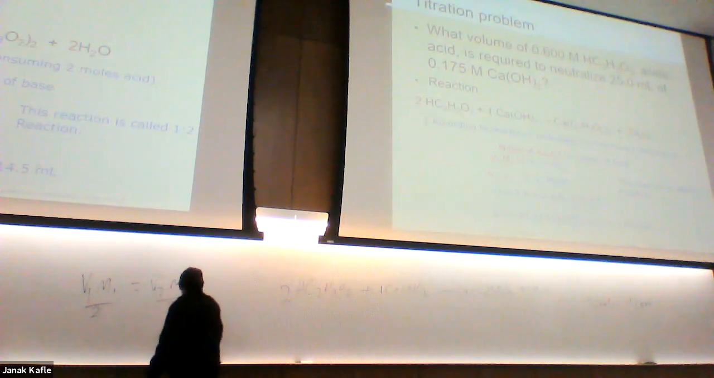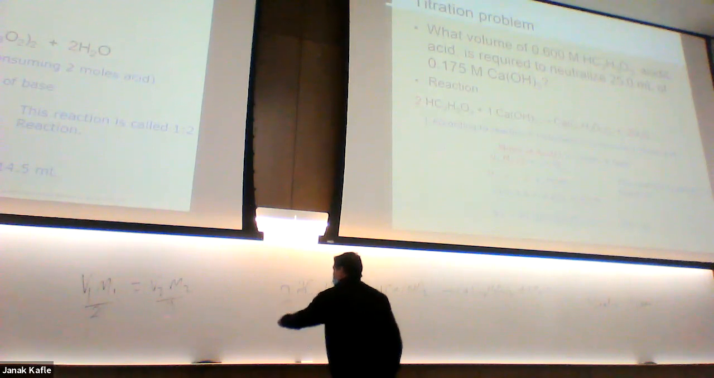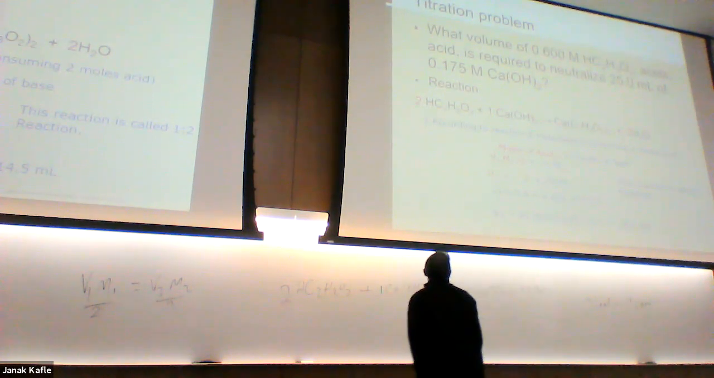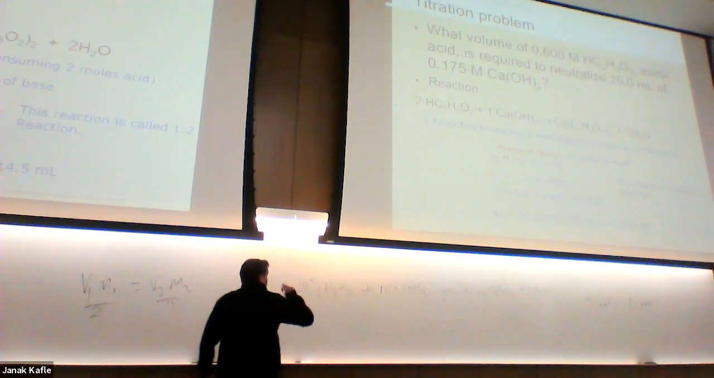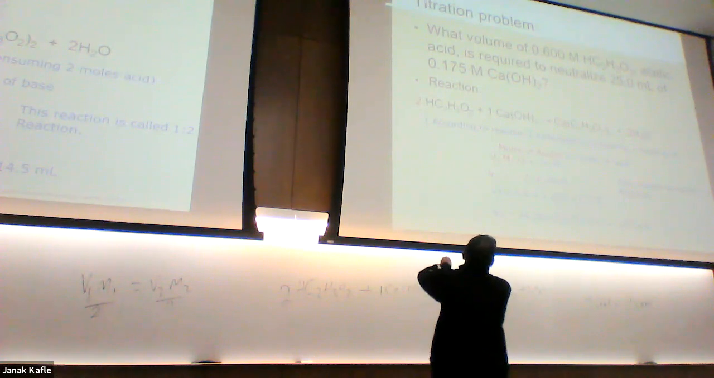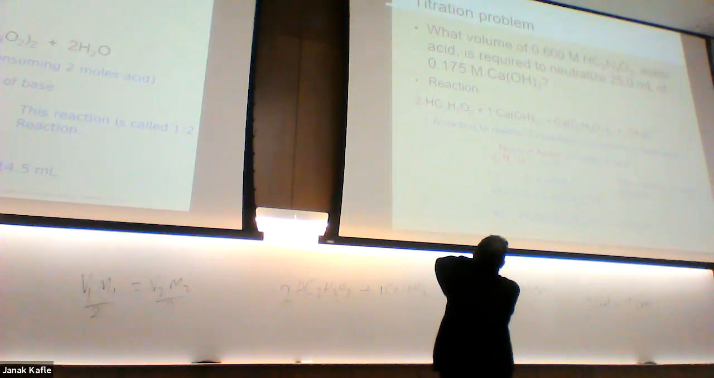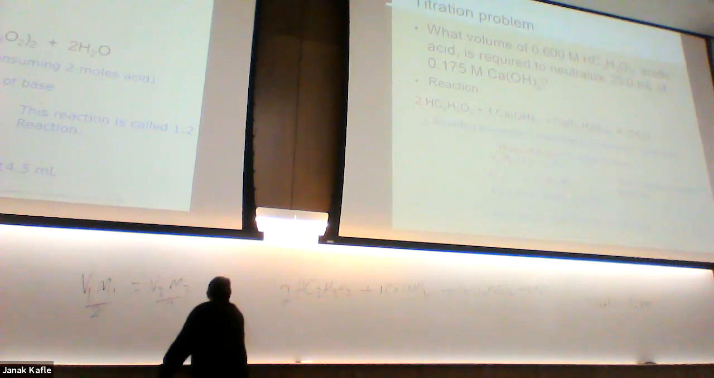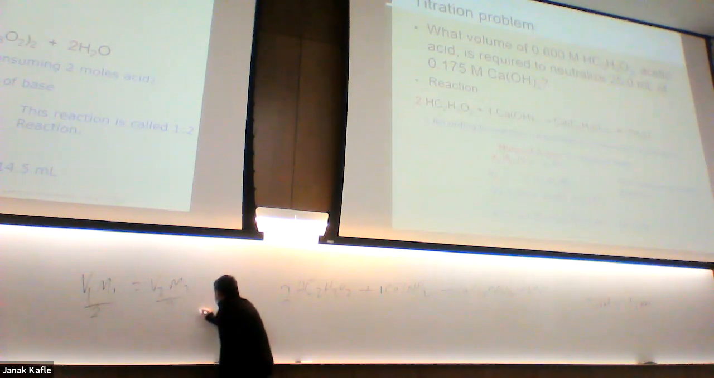So this is 1. So there is 2 here. So I put 2 there. So there is 1 there. So I put 1 there. So let's do V1. So what is the V1 we have? So V1 I was doing. V1 is acid. So acid is this guy, right? Acid. So I don't know V1. So V1 is acid. So 0.600. That's M1.